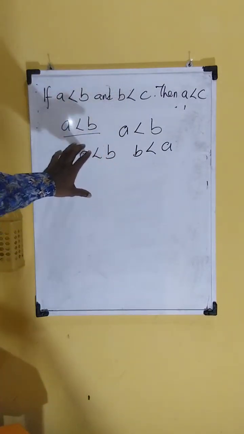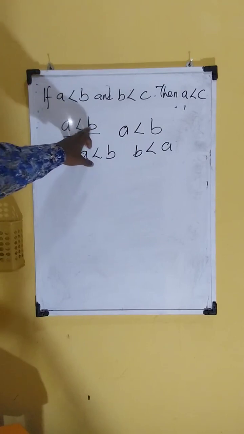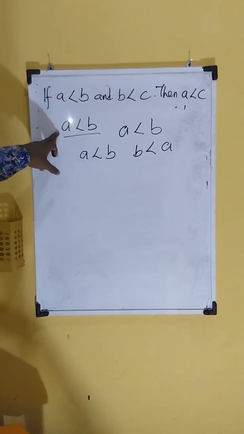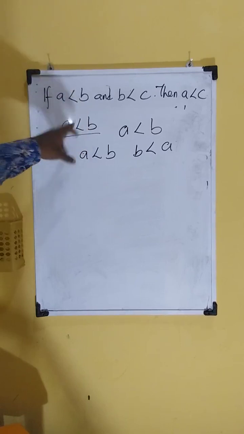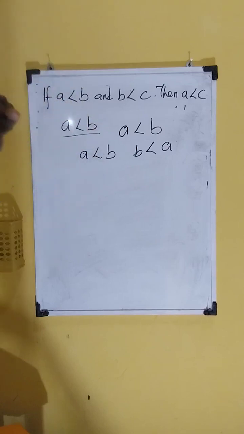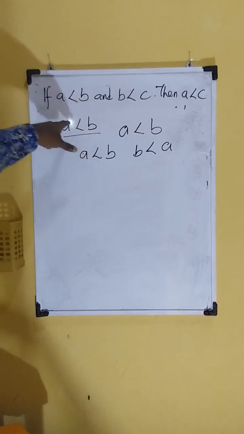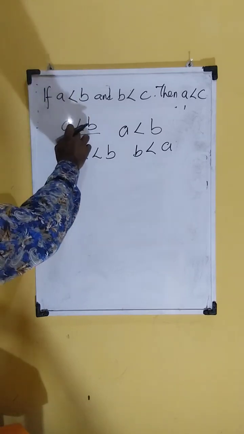So let us get it right now. So this is now you are saying B is less than A. This is what this means. B, not A is less than B. B is lesser than A, because this symbol is less than.